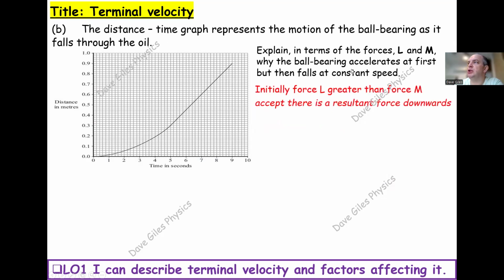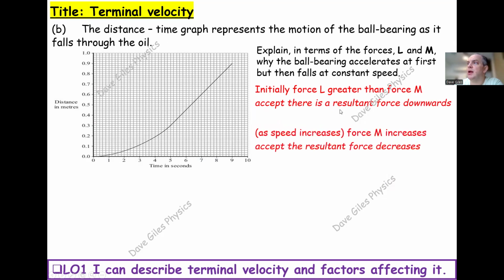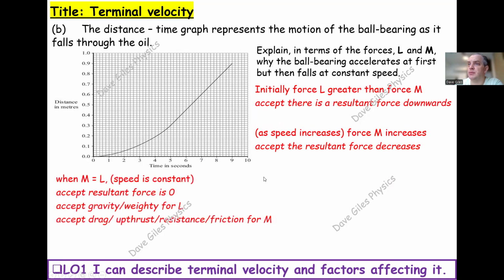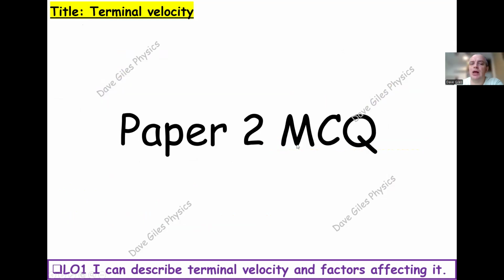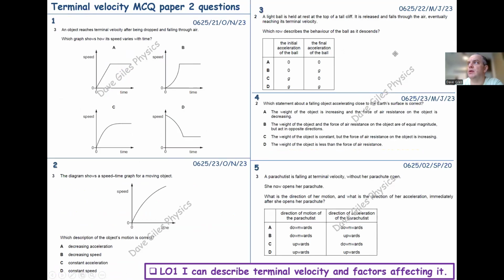So initially force L is greater than force M. As the speed increases, force M increases. When M equals L, speed is constant, so the resultant force is 0. Okay. So now we'll have a look at some paper 2 multiple choice questions based around terminal velocity. I'll let you pause it, have a go at them, and then we'll talk through them in a second.